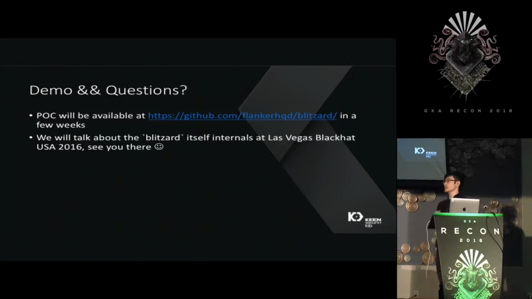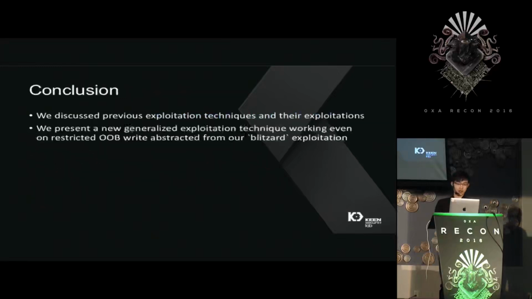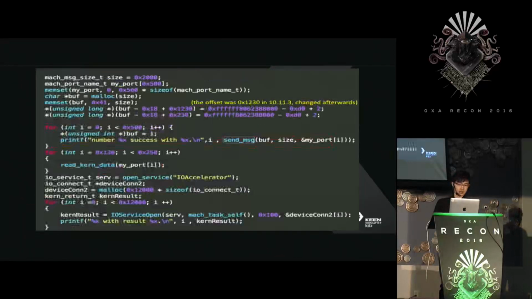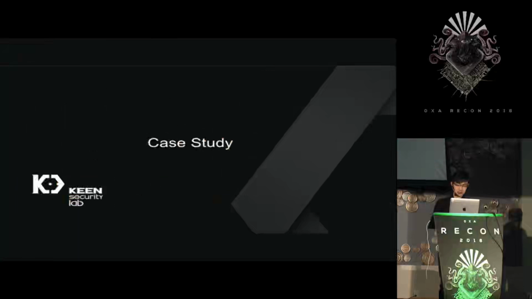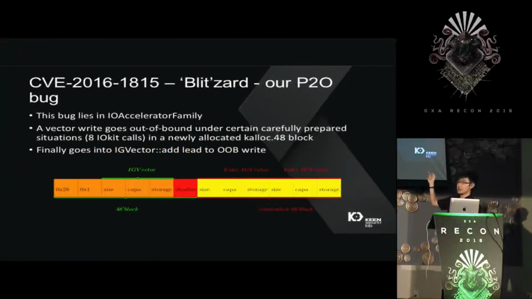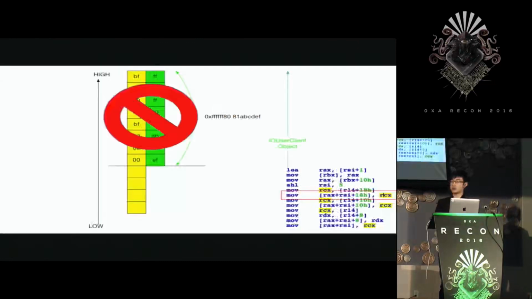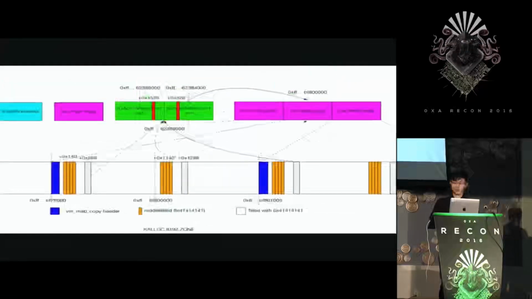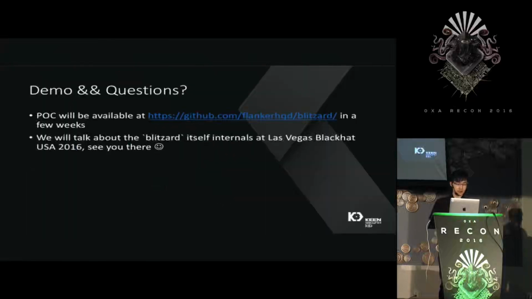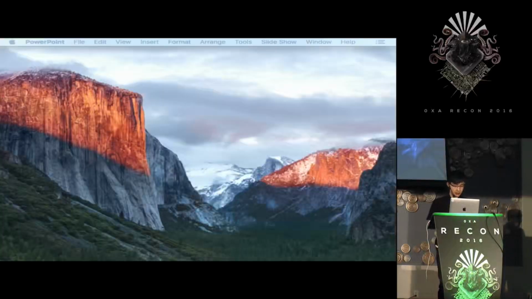And of course, to achieve a stable memory layout here, actually it takes some work, because the KALLOC 48 zone is frequently used in the kernel, and it's somewhat hard to achieve a stable kernel layout. We will introduce our other techniques used in this vulnerability in the Blizzard talk. And so let's do a demo here.